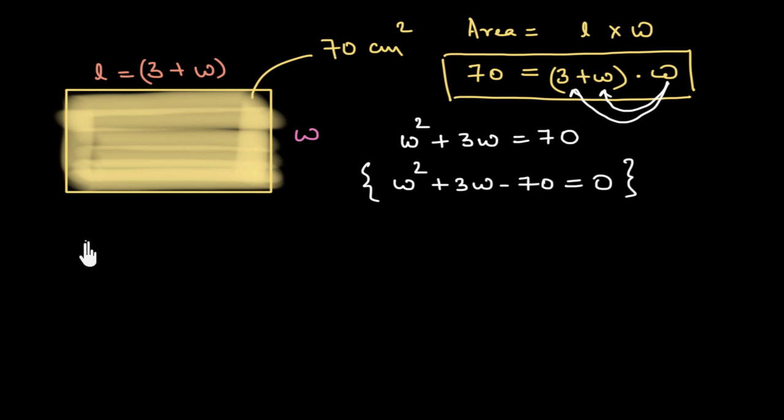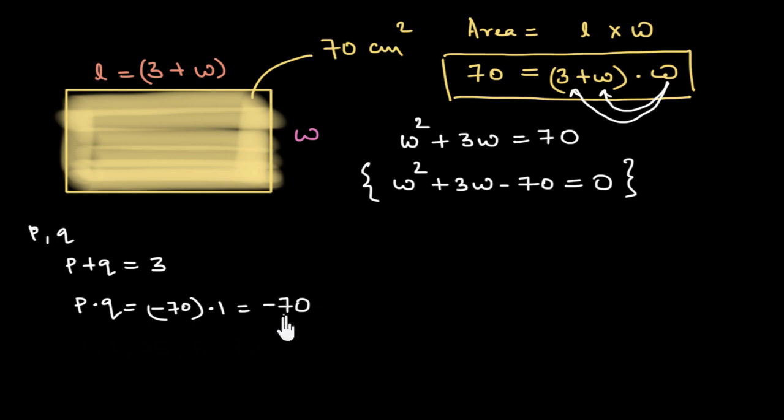So basically we are looking for two numbers, p and q, such that their sum, p plus q, is equal to the coefficient of w, that is 3, and their product, p times q, is equal to the product of negative 70 and the coefficient of w square, which is 1 in this case. So this would be equal to negative 70 times 1, which is actually equal to negative 70. So now we can start thinking in terms of factors of 70. So let's write down the factors of 70.